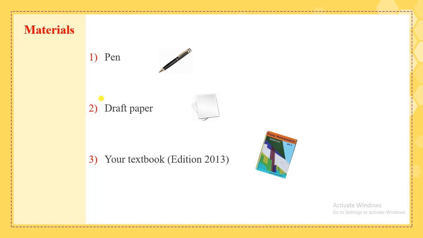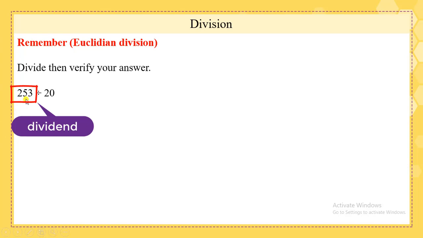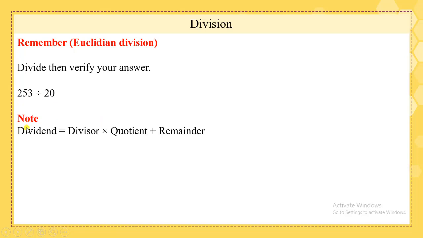Prepare the following materials. Remember first how we used to divide, which was Euclidean division. Divide, then verify your answer. 253 divided by 20. Keep in mind that the first number in our division operation is called the dividend. The second number is called the divisor. Note, dividend is equal to divisor times quotient plus remainder.